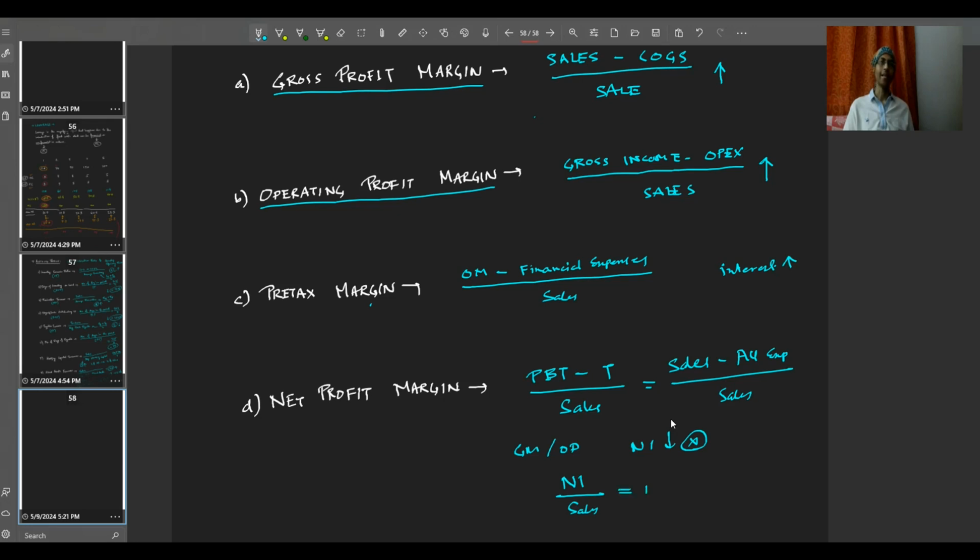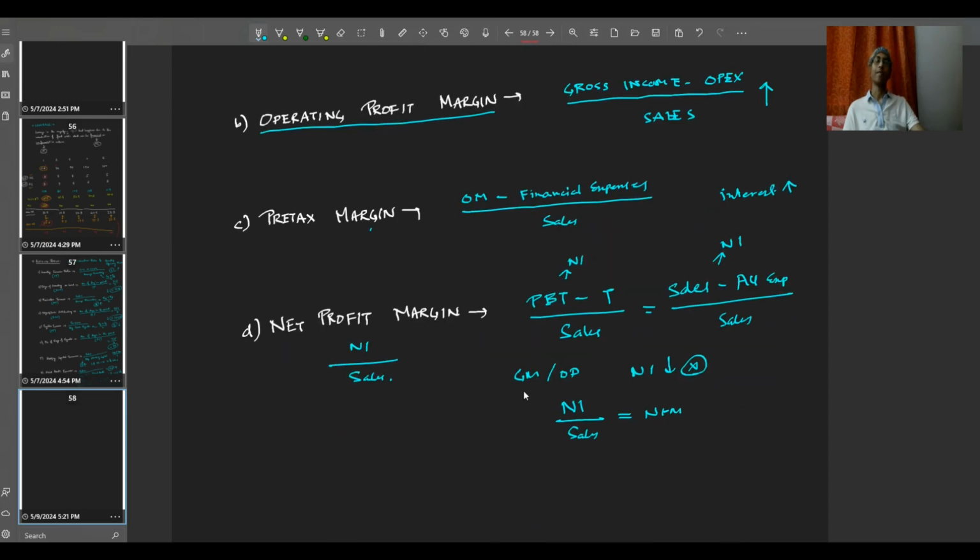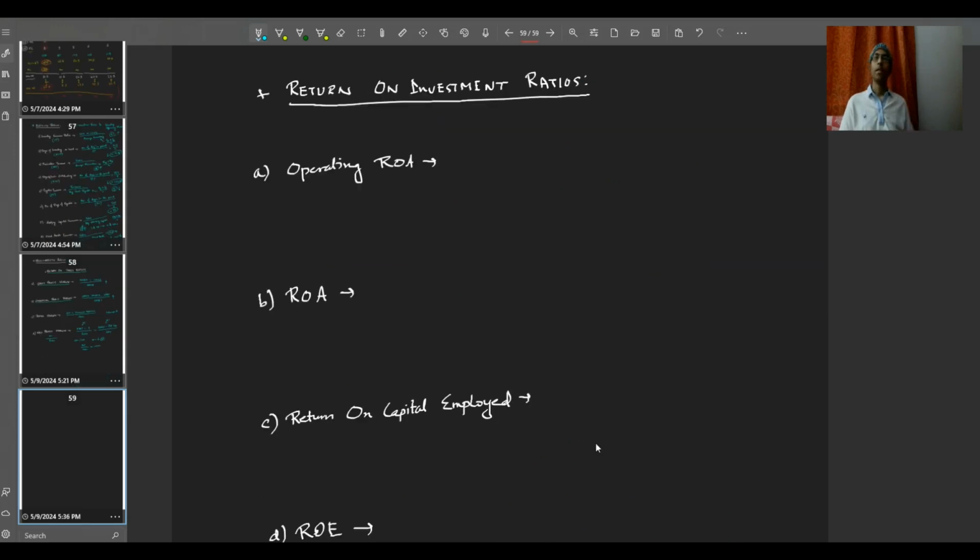This is basically the net profit margin. So PBT minus taxes is basically the net income, and similarly sales minus all expenses is also net income, and this margin is basically net income by sales. Now we will get into the return on investment ratios.